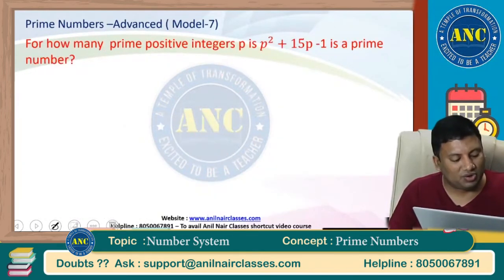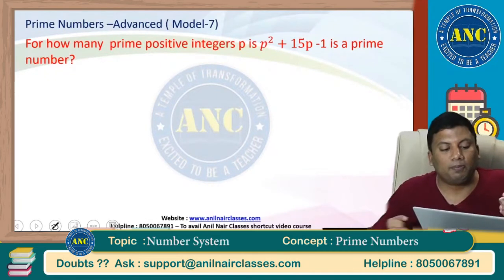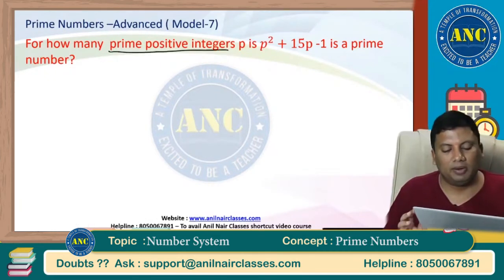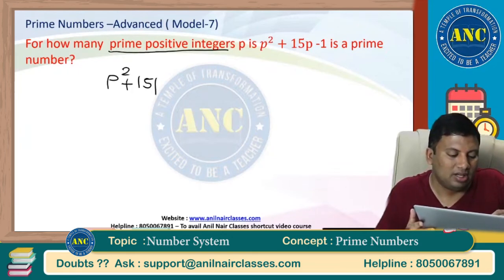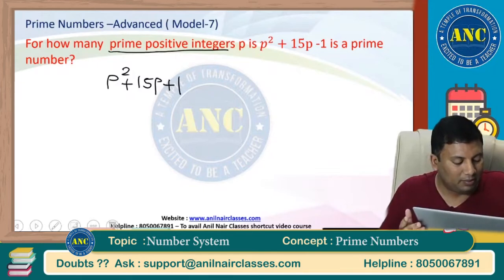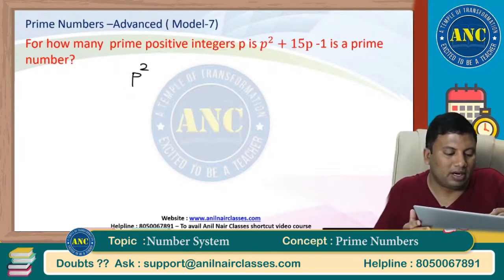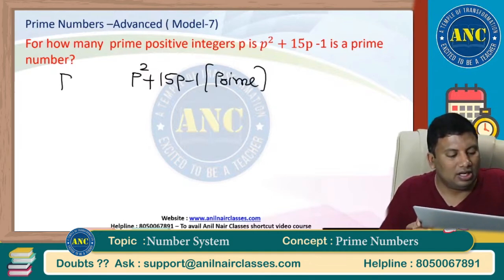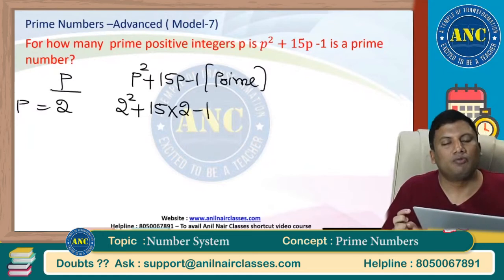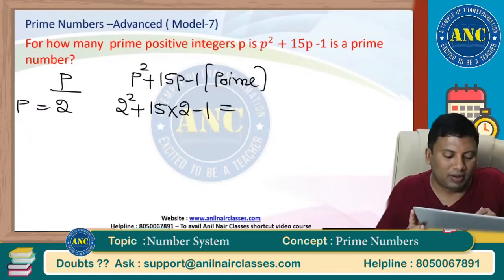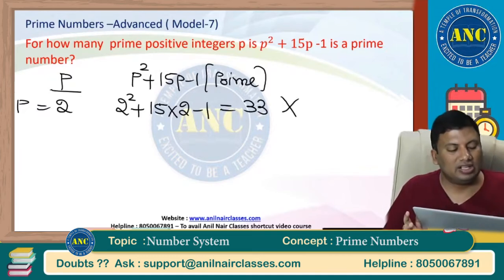Next one, another question. For how many prime positive integers p, anyway a prime integer will be positive, is p square plus 15p minus 1, this quadratic expression, a prime number? P square plus 15p minus 1 should result in a prime number. If p equivalent to 2, this will become 2 square plus 15 into 2 minus 1, 4 plus 30, 34 minus 1, 33. 33 is a composite number.